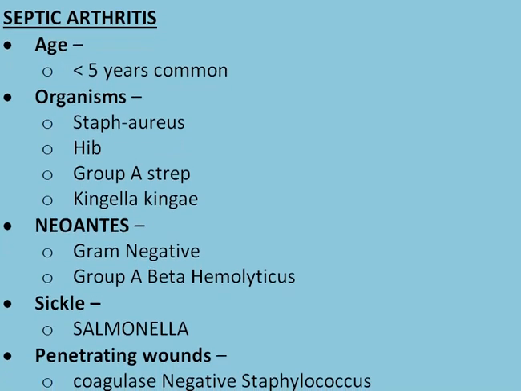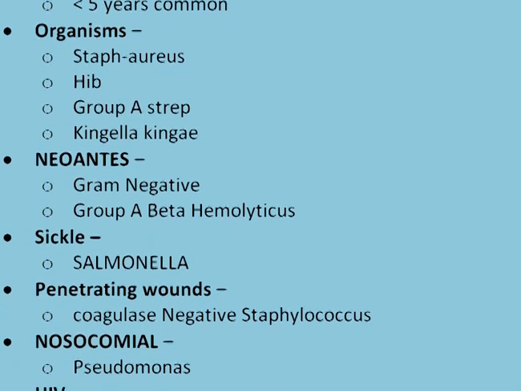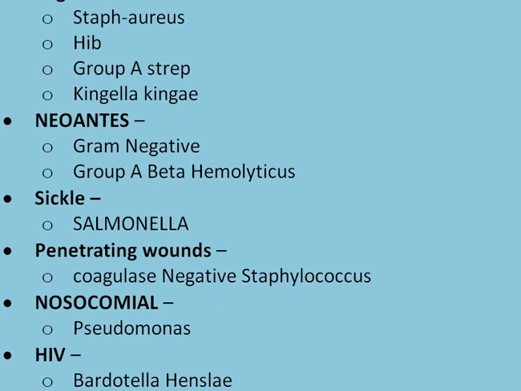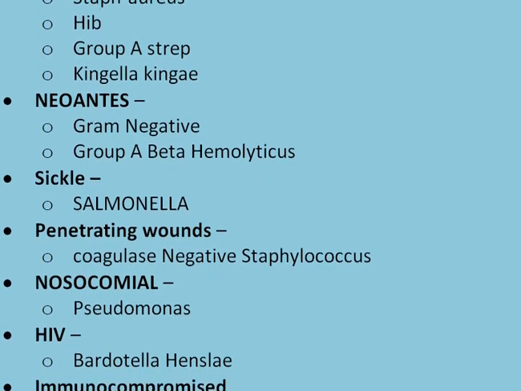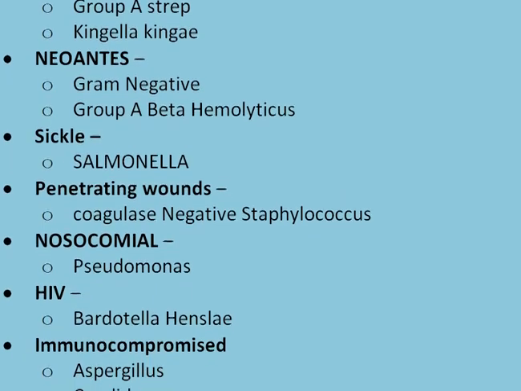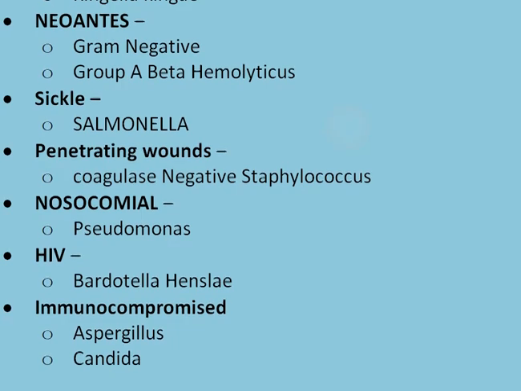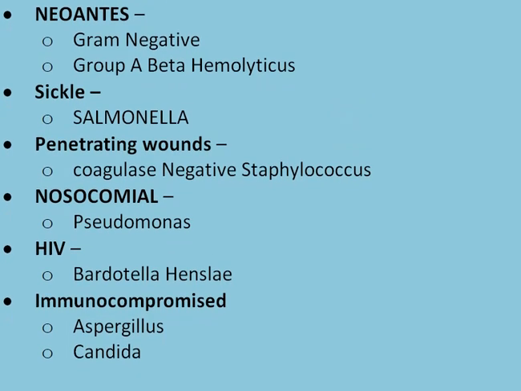While in sickle cell disease, Salmonella is the major cause of septic arthritis. In penetrating wounds, coagulase-negative Staphylococcus, while in nosocomial infection Pseudomonas is the cause of septic arthritis. In HIV, Bartonella henselae, while in immunocompromised, fungi such as Aspergillus and Candida can cause septic arthritis.